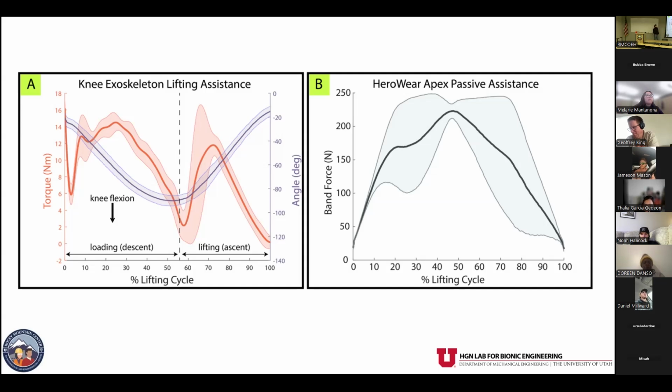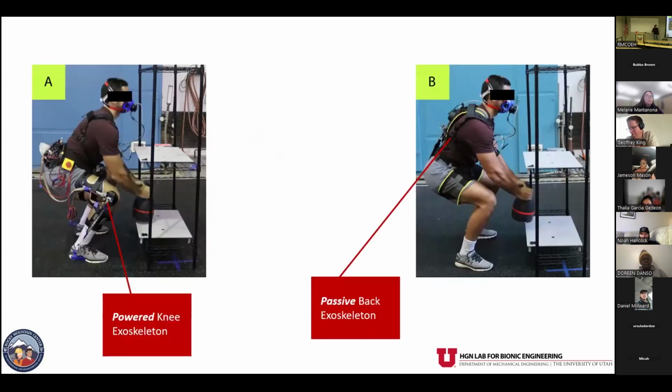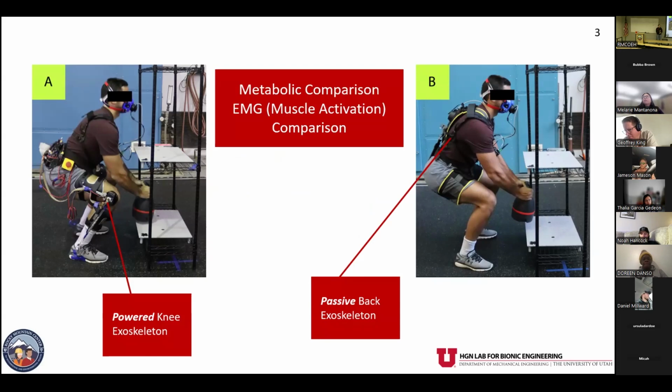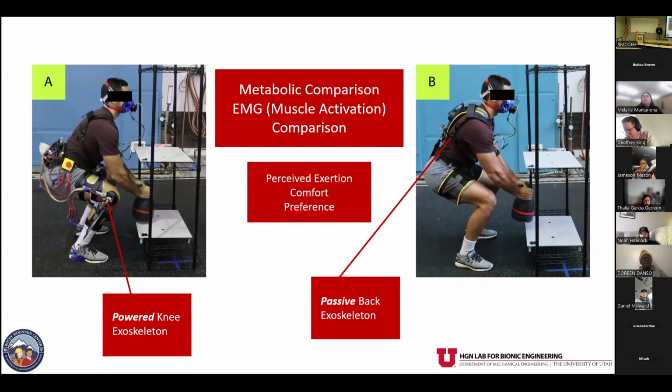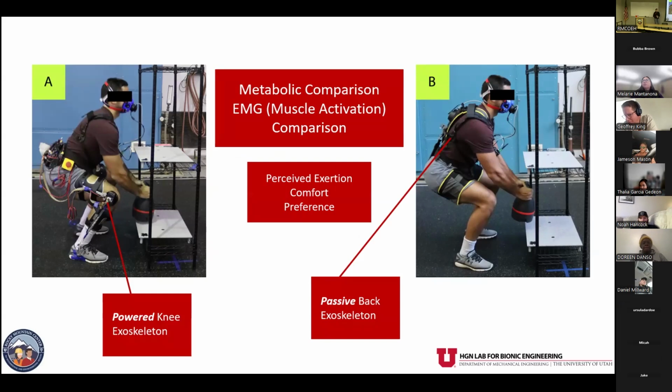I know that's a little bit of background, but in this study, they wanted to compare a powered knee exoskeleton and a passive back exoskeleton. So not exactly apples to apples, but I think it's a fair comparison, and we'll get into that later. The primary outcomes were a metabolic comparison as well as an EMG, or muscle activation, comparison. And then the secondary outcomes were perceived exertion, comfort, and preference.